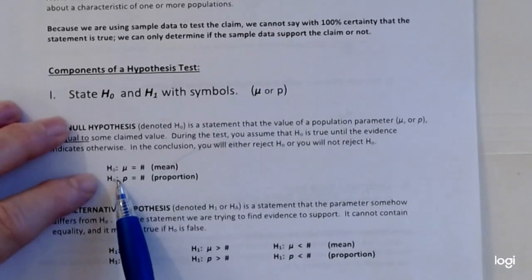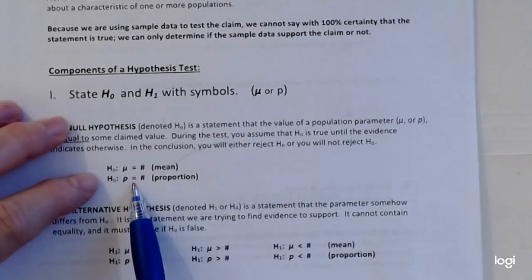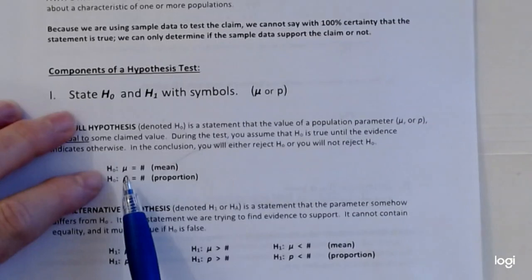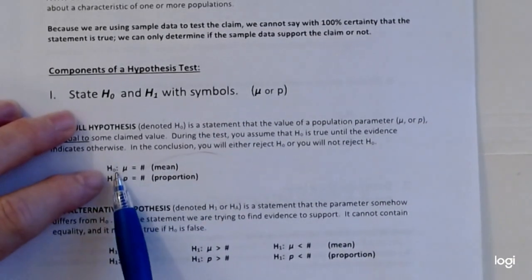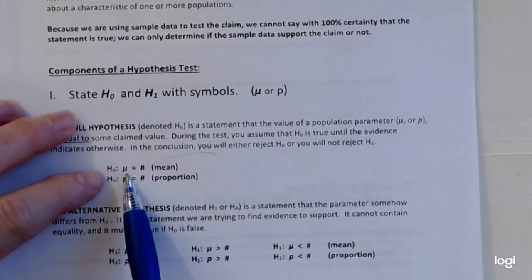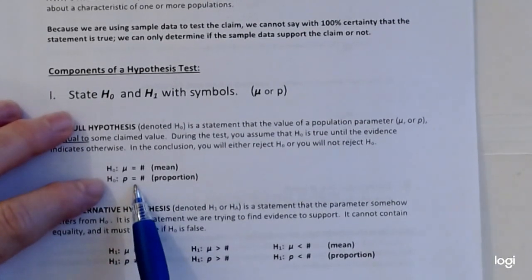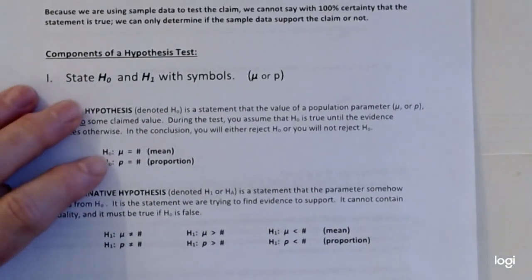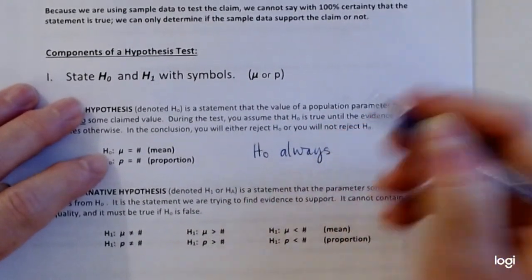So for the two types we'll be doing in chapter 10, this is what the null hypothesis will look like, and this will be a number that we get from the problem. When we're testing a hypothesis about the mean, H0 will look like this: mu equals some number that we get from the problem. And when we're testing a hypothesis about a proportion, it will look like this: p equals, again, a number that is given in the problem. Always, always, H0 always contains an equal.